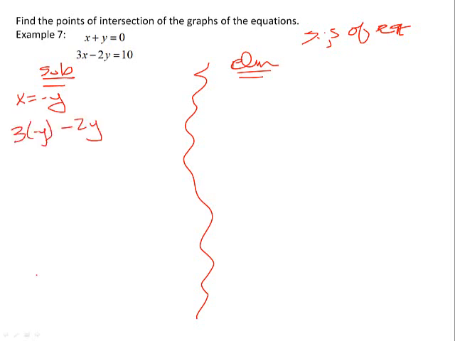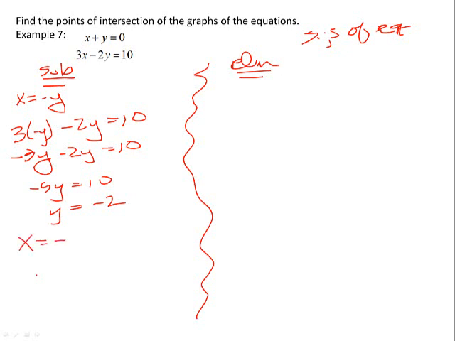Alright, let's do the same problem by elimination. So for elimination, you have to have one of your coefficients match up but have opposite signs. So I'm going to choose to match up my x's, so that means I'm going to multiply this by -3. So I've got -3x minus 3y, and you also multiply this, so -3 times 0 is 0. And I'm just going to write down the other equation exactly the way it looks.